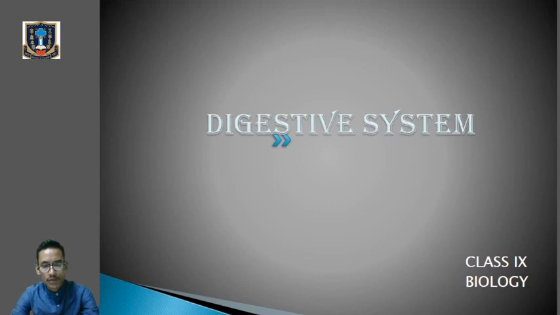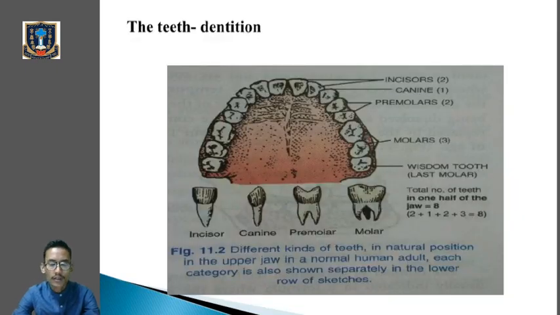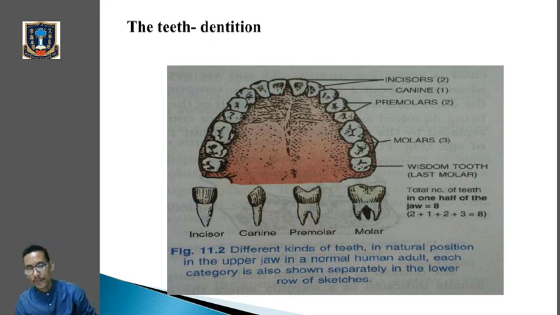So hello dear students, welcome to the second part of this chapter, the digestive system. Here we are going to learn about the teeth, or the tooth, and we are going to learn about the structure of the teeth, the different types of teeth along with their functions. So let's go through the second part of this video.